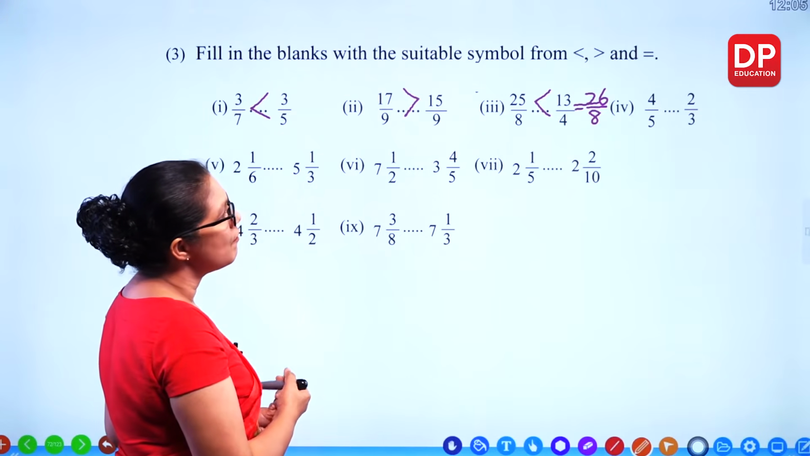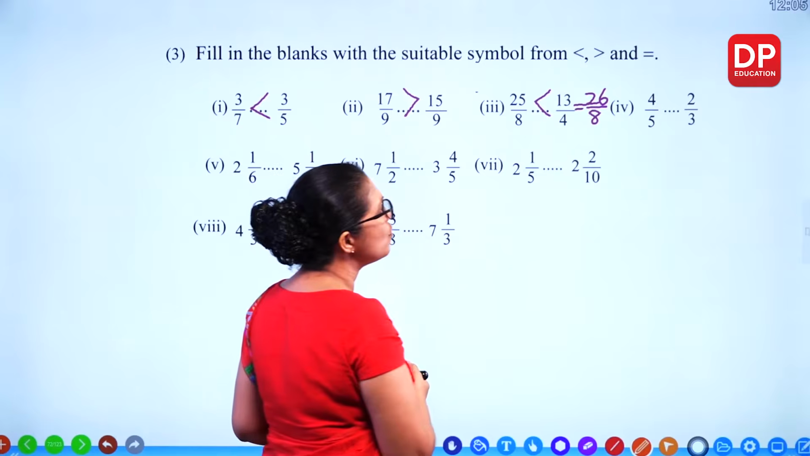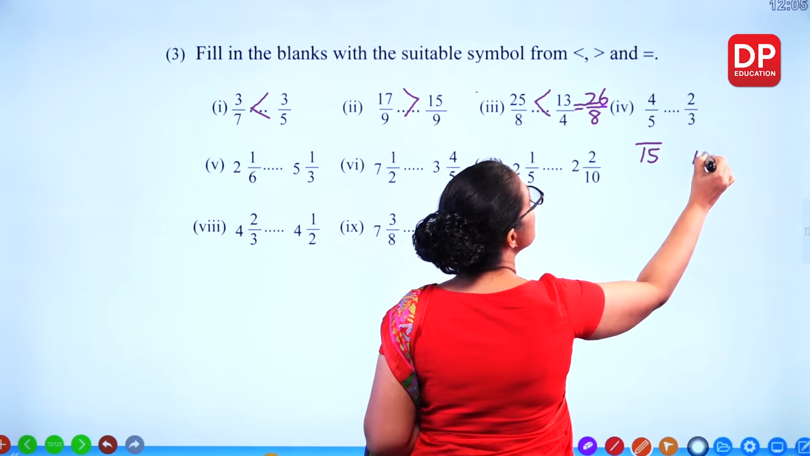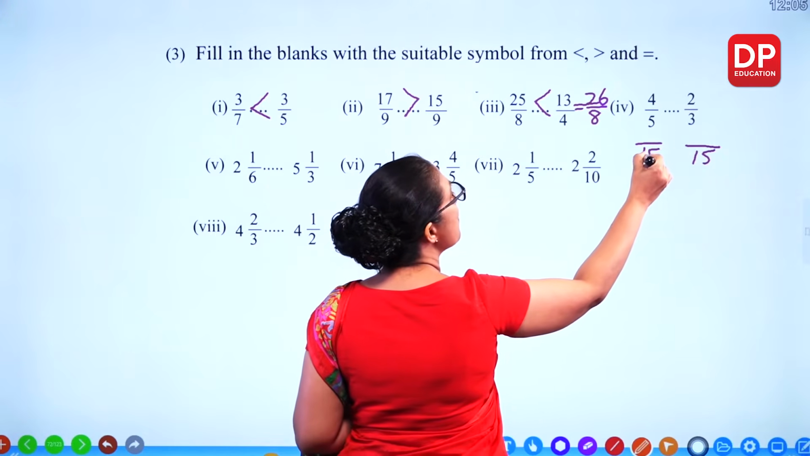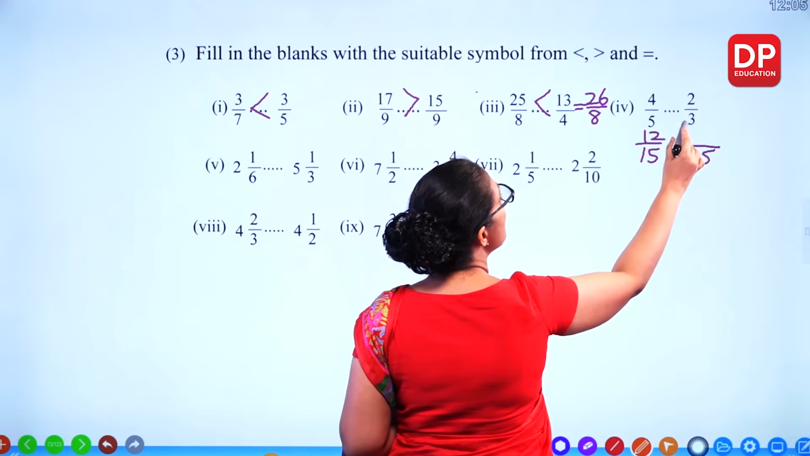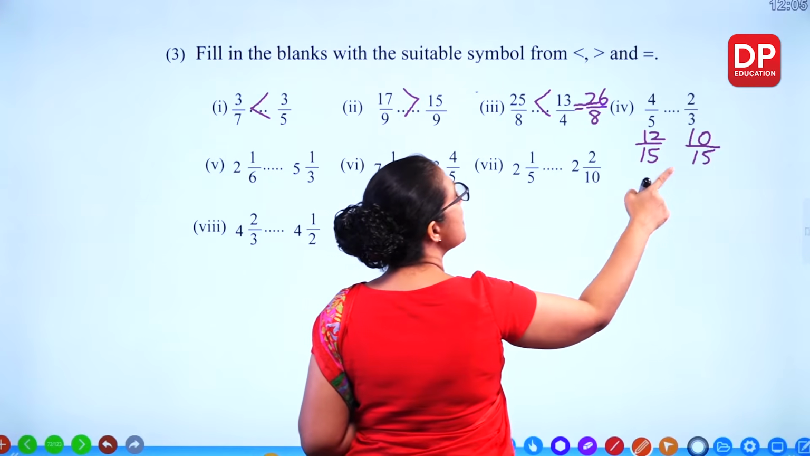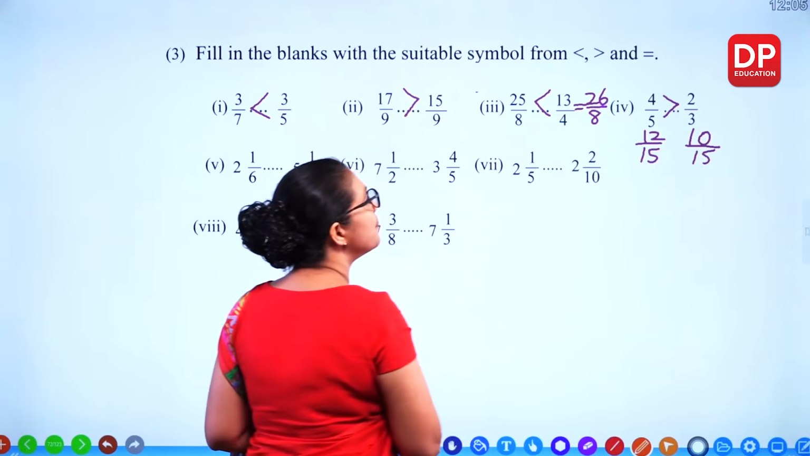Other one, 5 and 3. So both you have to convert. So this is 15, 15. Multiplied by 3, that means 12. Multiplied by 5, you get 10. So which one is bigger, 12 or 10? 12 is bigger.